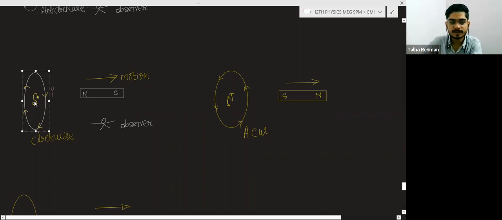So here a south pole will be generated. Because here is the north pole, here south polarity will be generated. So the south and north will attract, and the motion of this magnet in this direction will be restricted. That is why the current is clockwise.